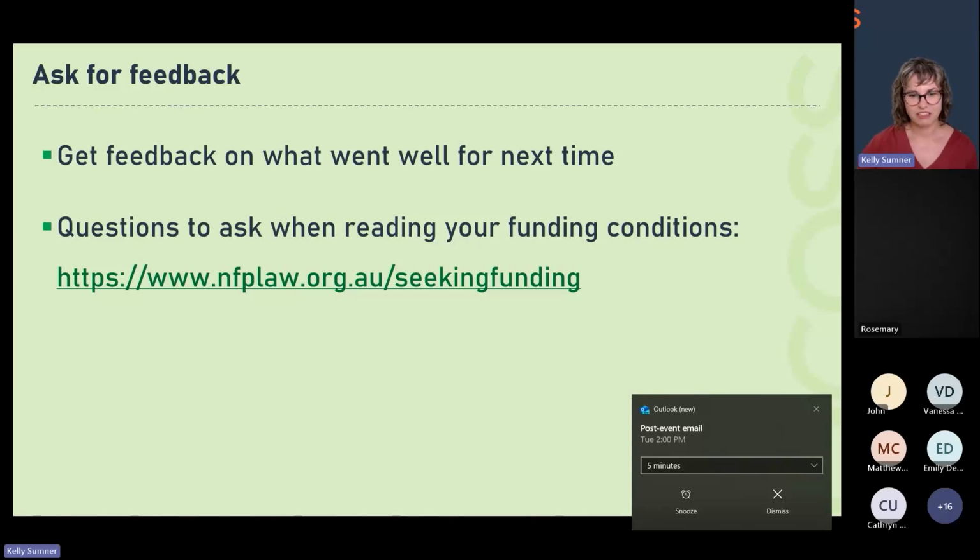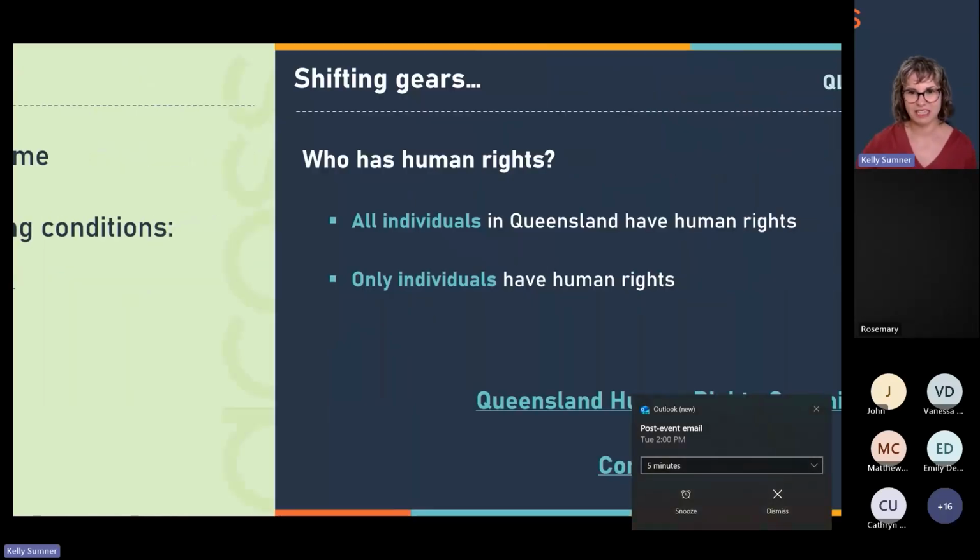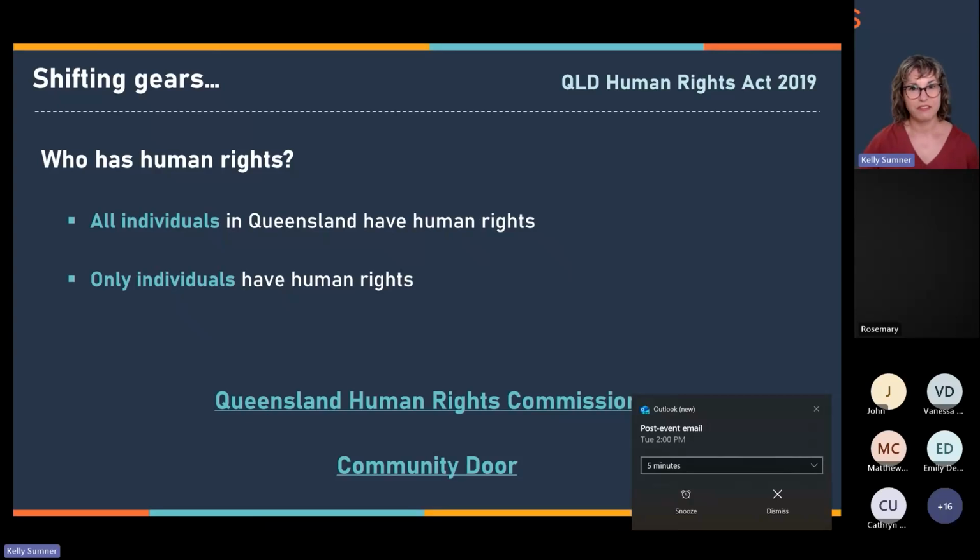So we're right on 2 o'clock now. So I'll just very, very quickly highlight that if you do get a fund from the Queensland Government, as I mentioned right at the beginning, you will be considered a functional entity for the purposes of the Human Rights Act 2019. If you're in a community organisation, you probably care about human rights anyway. But if you're not familiar with the Act, the Human Rights Commission has loads of fabulous resources. They're really practical and easy to use.